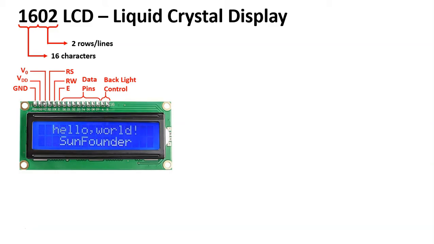Then we have the RS, which is used to select the register for selections of the command or data transfer. Then we have RW, which is just are you reading or writing. E, which is used to enable or disable the LCD. Then you have the data pins, D0 through D7. And then we have A and K, which is for backlight control.